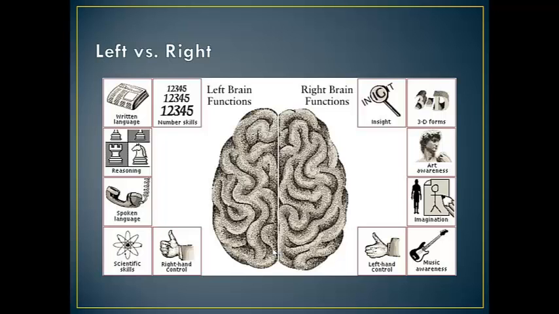Now, people have said that you can be different types of personality, kind of depends on which side of your brain that you use more of. So they say that the left brain functions, kind of deals with a lot of scientific skills, some language, some reasoning, number skills, things like that. While the right brain is a little bit more insightful, more art, more music awareness, things like that. So there are a lot of times that you'll hear people call each other like, oh, you're my left brain, or you're my right brain, or you're a right brain person. This is what they're referring to.